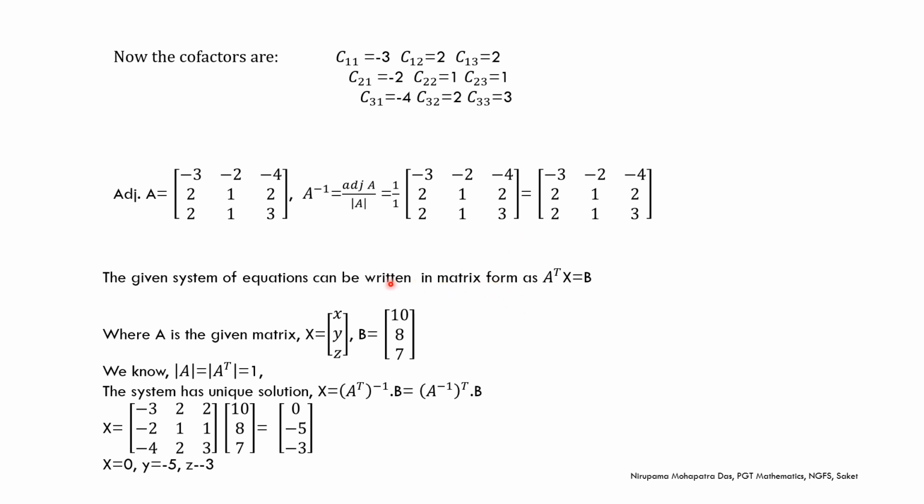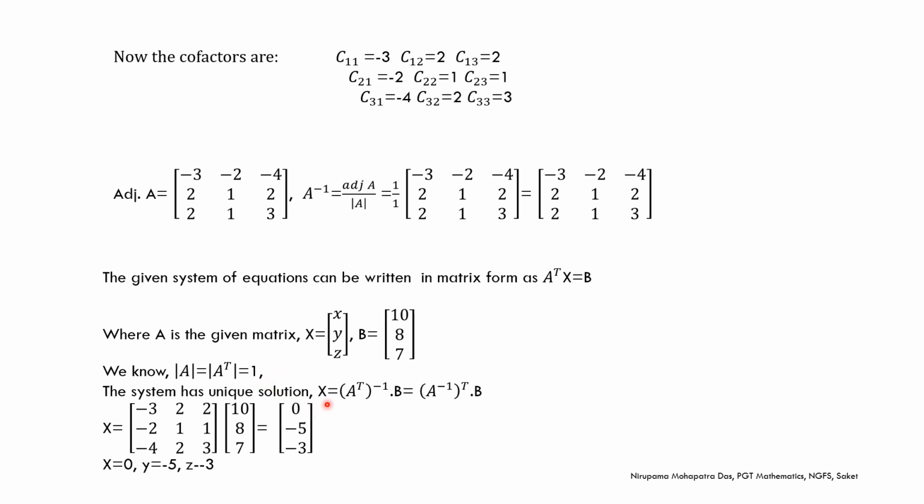So we have written here, the given system can be written in matrix form as A transpose into X equal to B, right? Your A matrix is the given matrix, X and B, like this. And we know that determinant of A equals determinant of A transpose. Now determinant of A equals 1, so determinant of A transpose is also equal to 1.